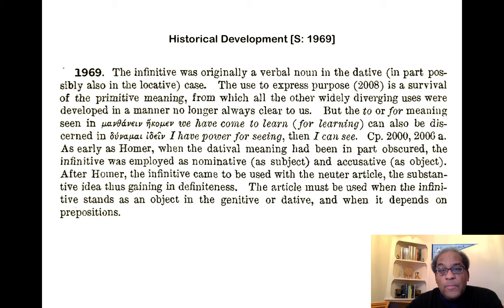So as early as Homer, when the dative meaning had been in part obscured, the infinitive was employed as nominative to express the subject, and as accusative to express the object. After Homer, however, the infinitive came to be used with the neuter article, the substantive idea thus gaining definiteness. And this, as I said, is popular with Thucydides and Demosthenes. The article must be used when the infinitive stands as an object in the genitive or dative, and when it depends on prepositions.